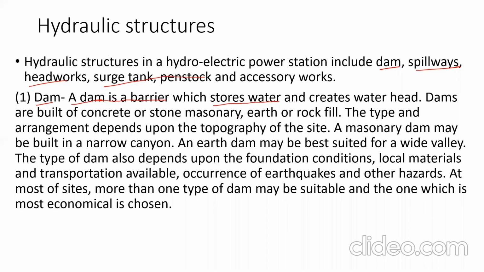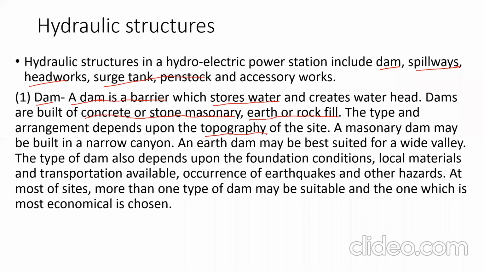These dams may be of two types. One is the concrete or stone masonry type, which means the dam is made using concrete or stone material, say stone or brick. The second is the earth or rock fill dam. We will see how they look. The type and arrangement depends on the topography of the site, which means where to build that dam.